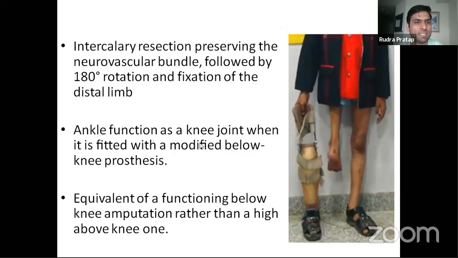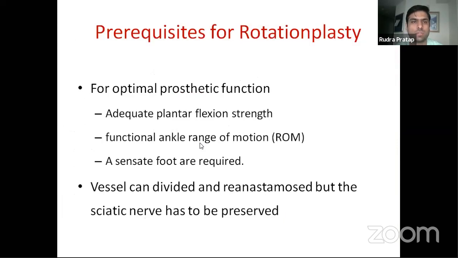A rotationplasty is actually an intercalary resection of the involved bone, preserving the neurovascular bundle, followed by 180-degree rotation of the distal limb and fixation of the distal limb. The ankle functions as a knee joint when fitted with a modified below knee prosthesis. It is equivalent to having a below knee amputation rather than a high above knee amputation.